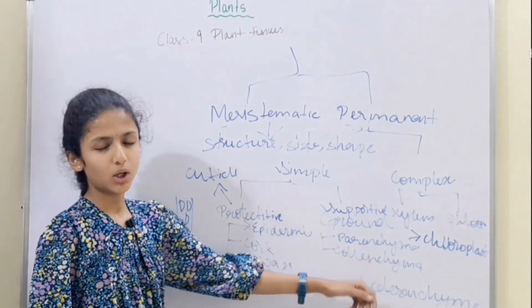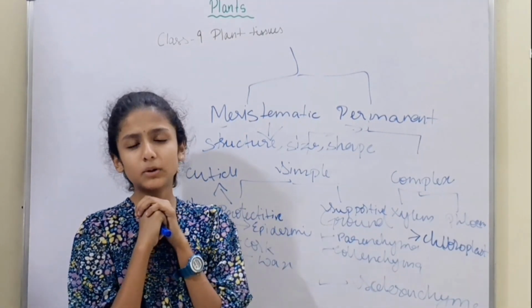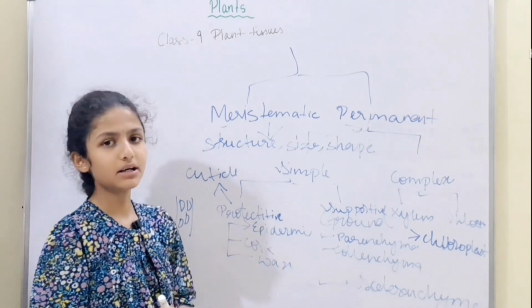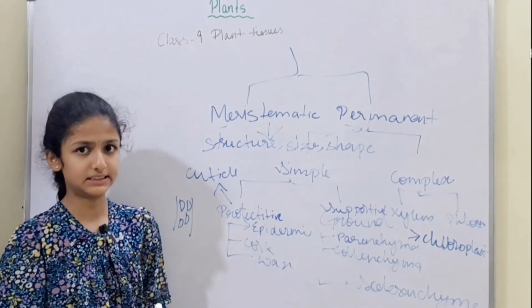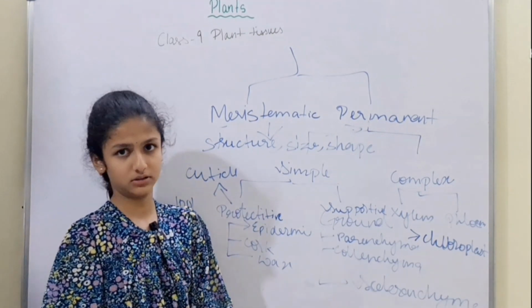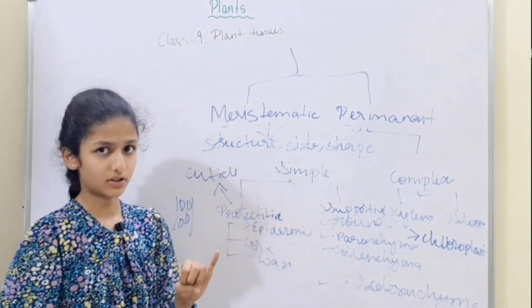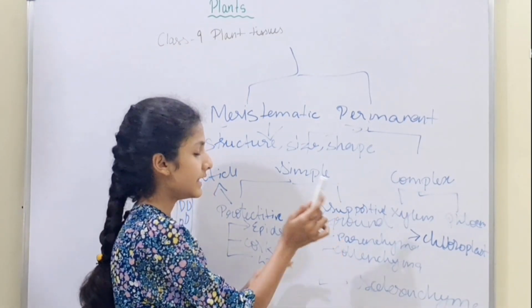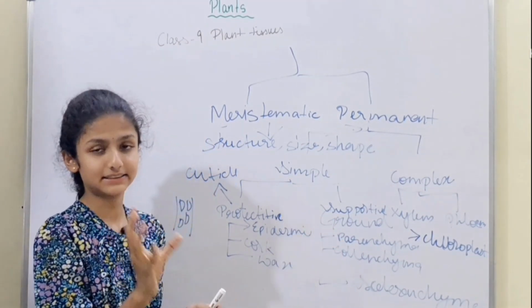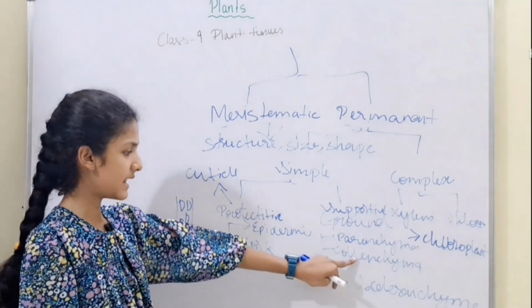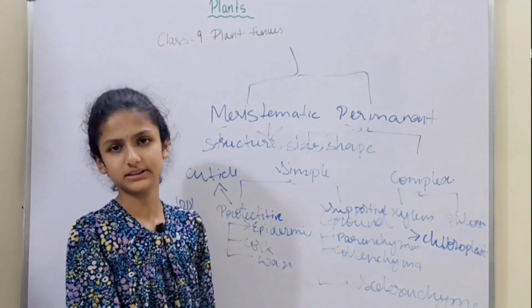And collenchyma. Let us see the structure of collenchyma. They are living cells. They are thickened at the corners due to the presence of cellulose. They have a bit less intercellular space. Parenchyma has many intercellular spaces, collenchyma has less, and sclerenchyma has no intercellular spaces.